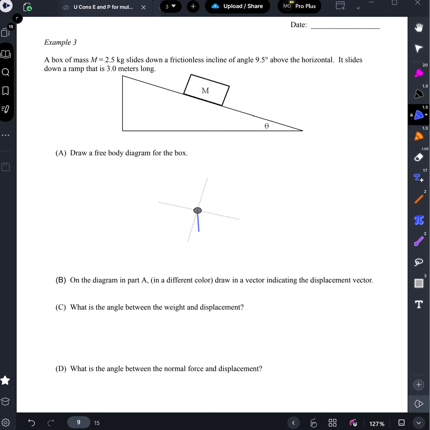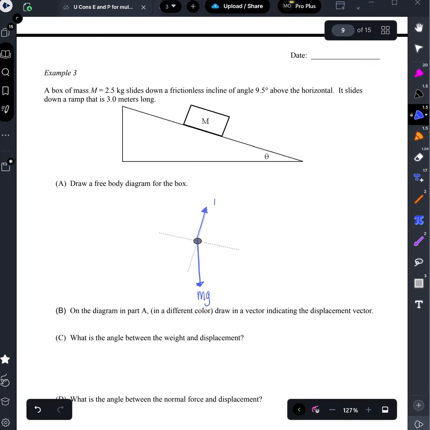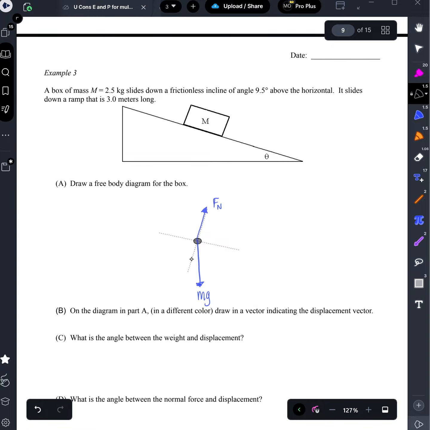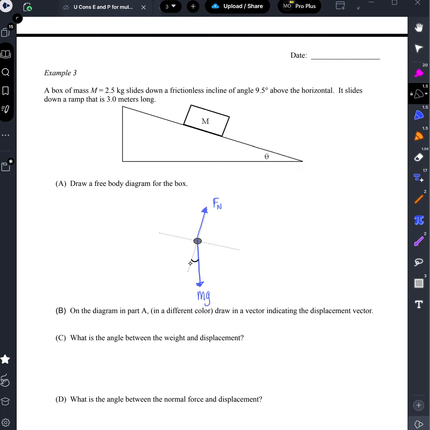The first force acting on the box is going to be the force of gravity, which is going straight down with a force of mg. And then we know that there's a normal force going along the line that is perpendicular to the ramp, and that force normal is going to go right in here. If we want to be paying attention, you can remember that this angle in here is your angle of inclination, meaning that angle is 9.5 degrees.